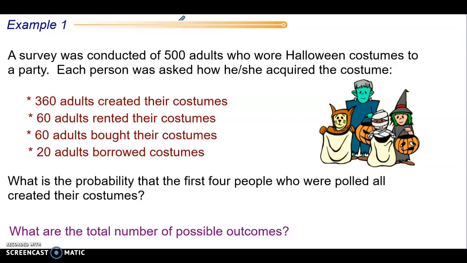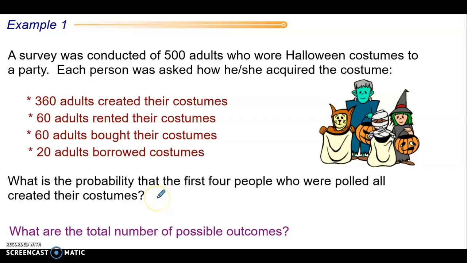Example 1. A survey was conducted of 500 adults who wore Halloween costumes to a party. Each person was asked how he or she acquired the costume. 360 adults created their costumes, 60 adults rented their costumes, 60 adults bought their costumes, and 20 adults borrowed costumes. What is the probability that the first 4 people who were polled all created their costumes?